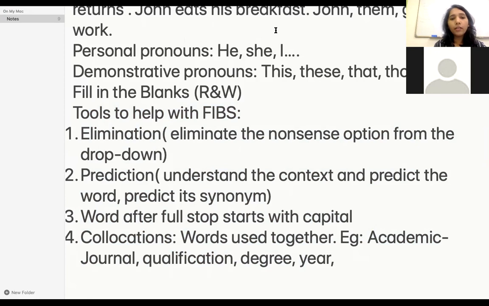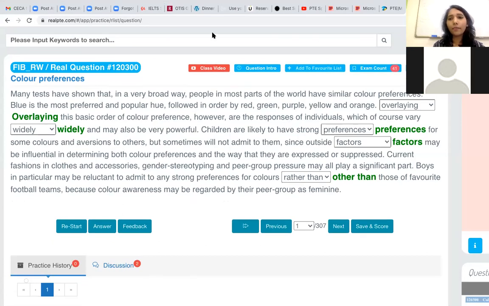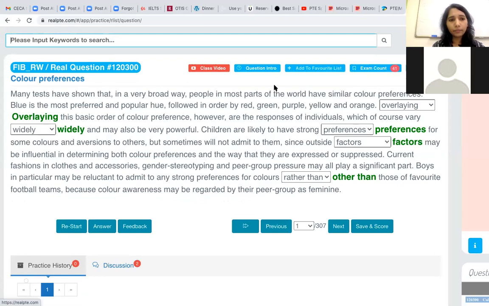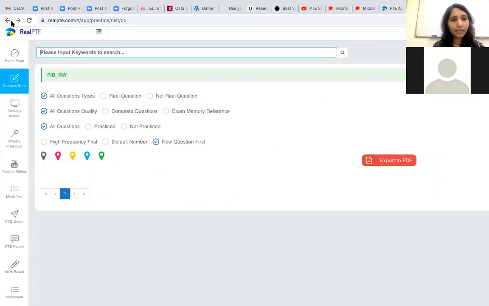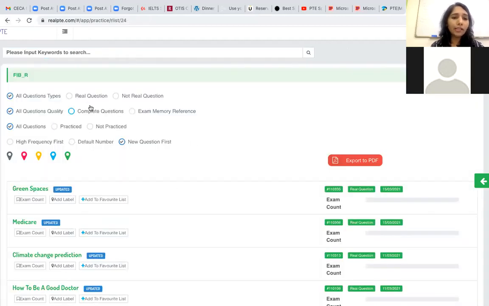Okay, so let's look at the last question type, which is your reading fill in the blanks. So the same thing. What happens in this question type? Your reading fill in the blanks are also called your drag and drop fill in the blanks. For this question type, it's the same approach, but here try and use predictions to understand what form of word you're looking for and things like that.